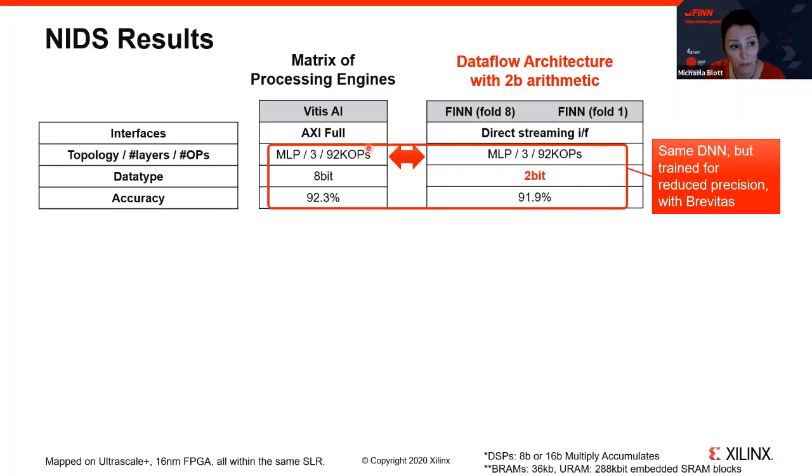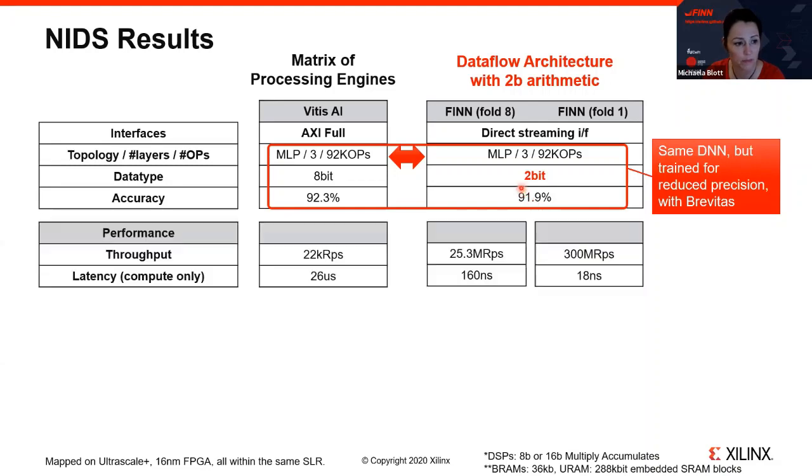Vitis AI uses 8-bit precision. FINN uses reduced precision with 2 bits per data type. In terms of accuracy, the 8-bit implementation on Vitis AI is around 92%. The FINN implementation is 91.9%, so pretty close in accuracy. Let's compare the performance now. Vitis AI delivers 22,000 requests per second, while with FINN, depending on the folding factor, we get between 25 and 300 million requests per second. So it's over 1000x faster.